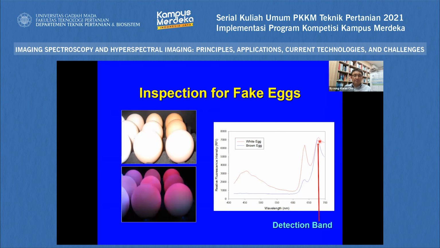All right, the real egg has fluorescence. So when we illuminate a real egg with a UV light, the fluorescence is like this. See white egg and brown egg. Anyhow, there is a high fluorescence at 600 nanometers. It's a red color. This is fluorescence. Okay, but fake egg is chemical. There is no fluorescence.